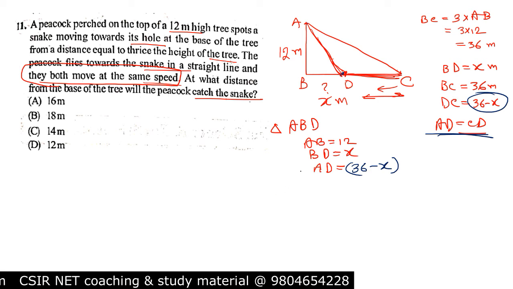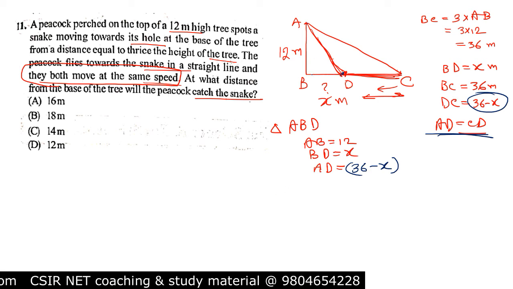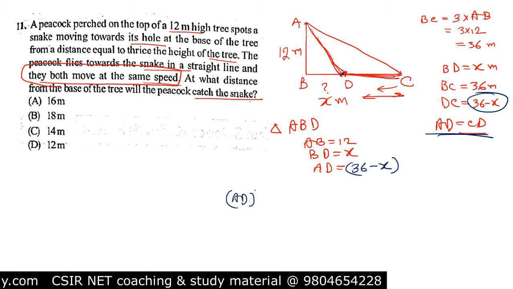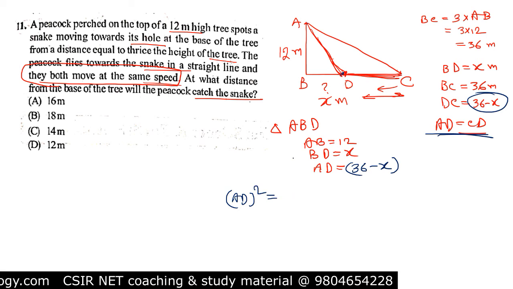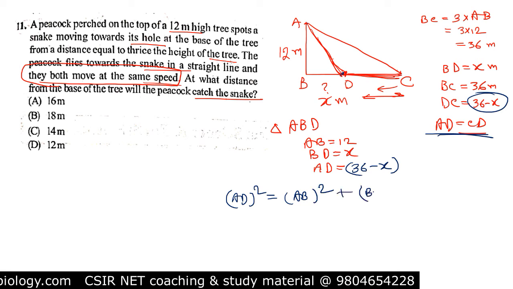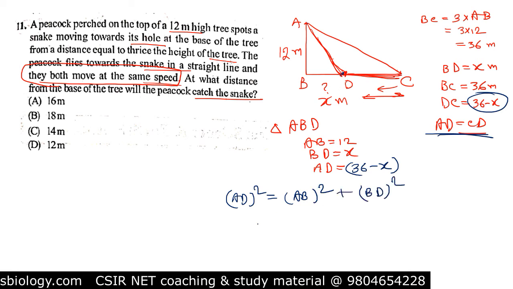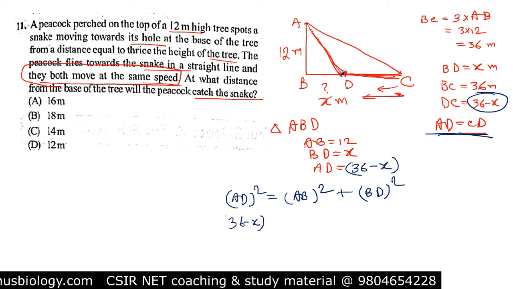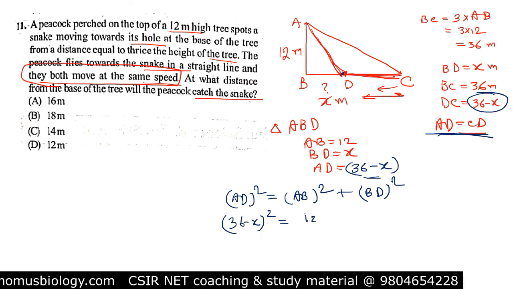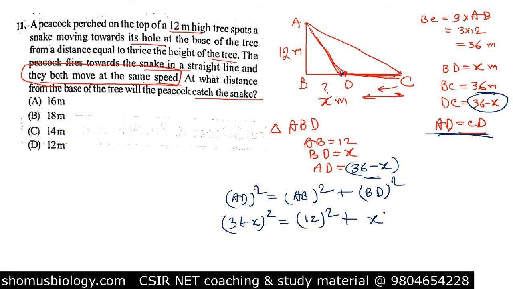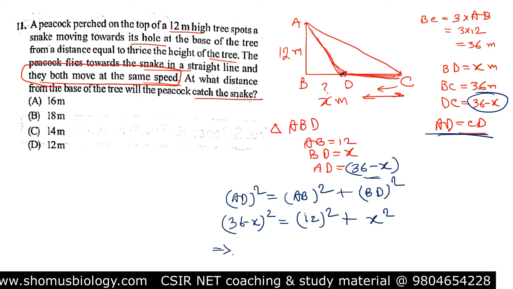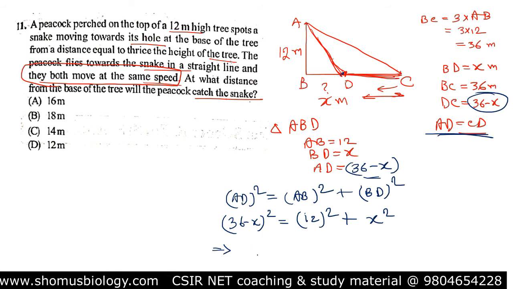So we know all these three. Now if we know these three, hypotenuse, perpendicular, and base, we can apply the Pythagoras theorem. What is the theorem? AD square, that is hypotenuse square, equals AB square plus BD square. We can easily write it. So (36 minus X) square, that is AD. AB square, what is the value of AB? 12 square. What is BD? X square. Now the only thing that we need to do is simplify this equation.